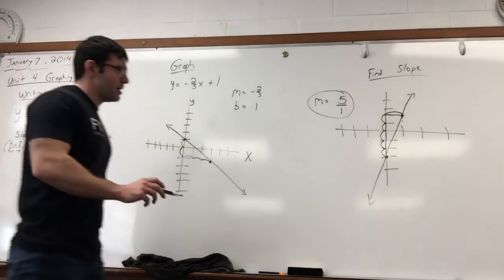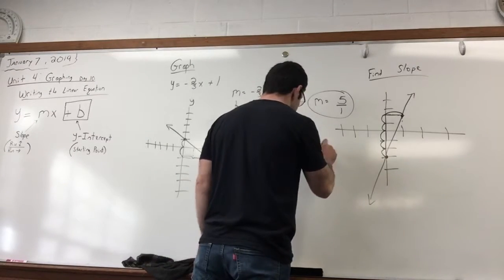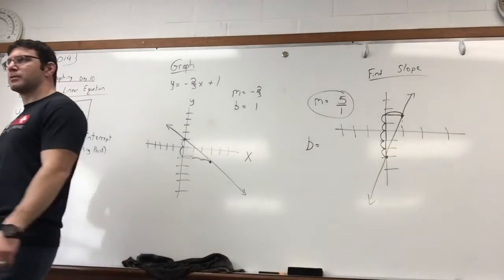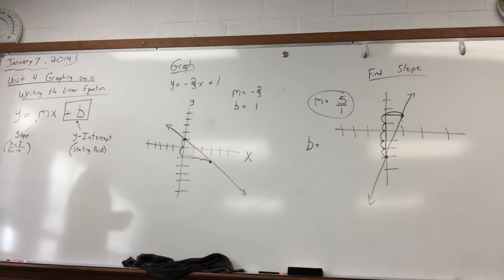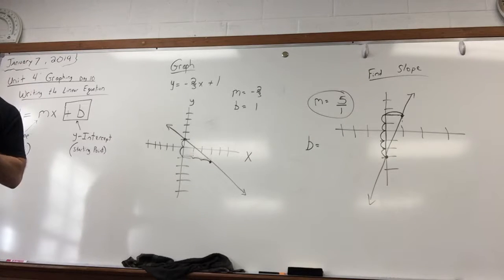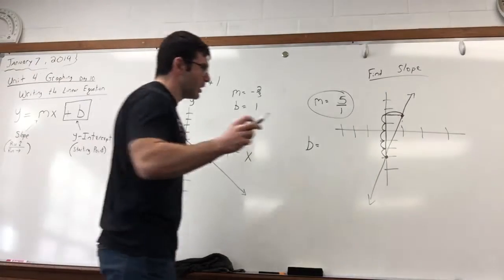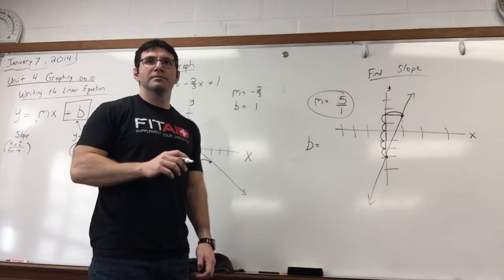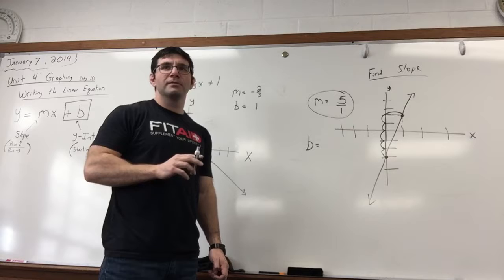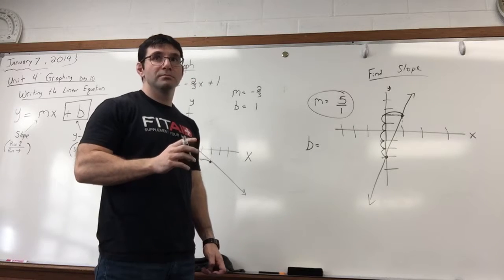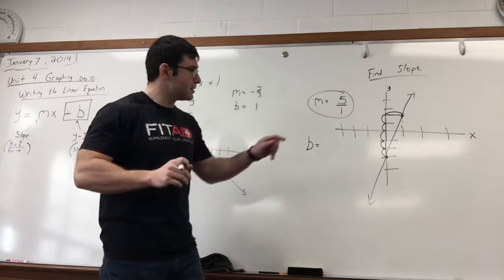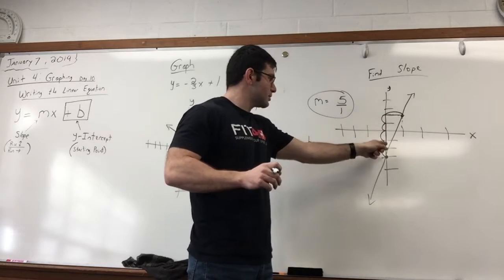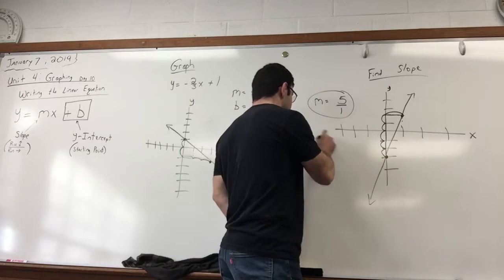Here's my other question. If I looked at this graph and said, do I have a B? What does B stand for? Maddie? Y-intercept. Is this line crossing my y-axis somewhere? Emma, where's it crossing my y-axis? So here's my y-axis. There's 0, 1, 2. Well, that's at -3.